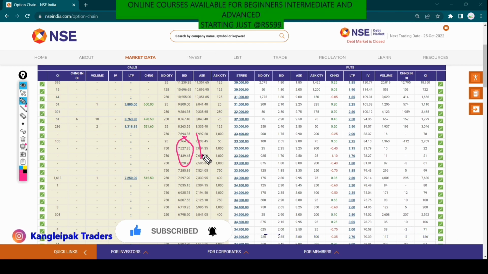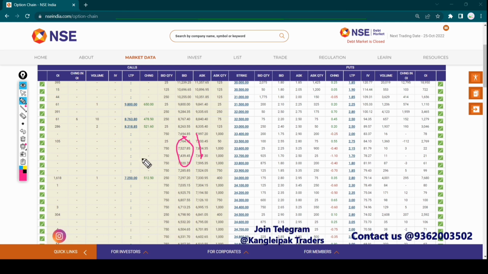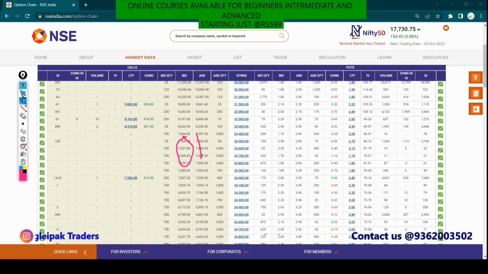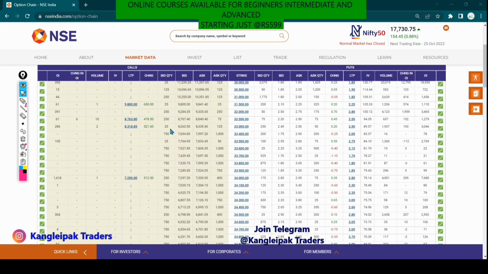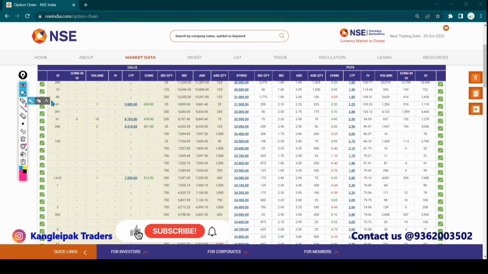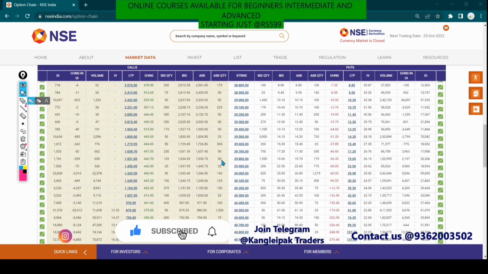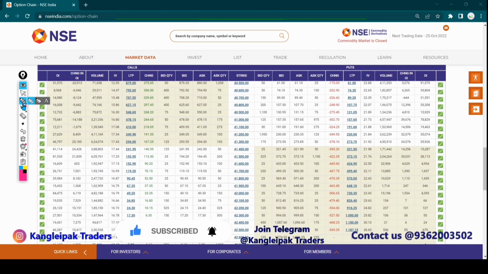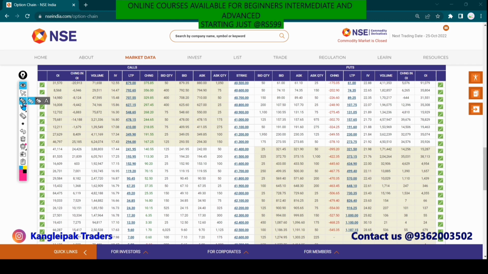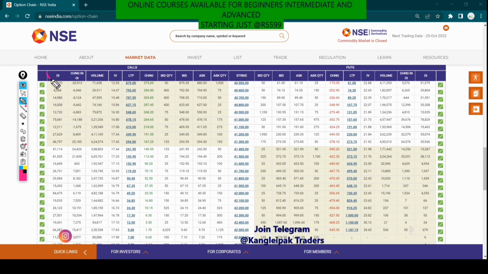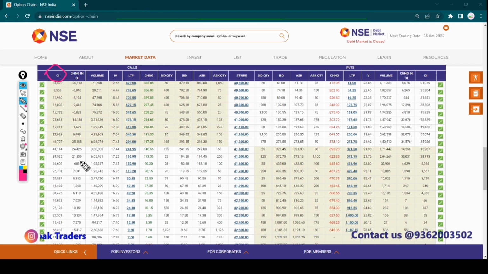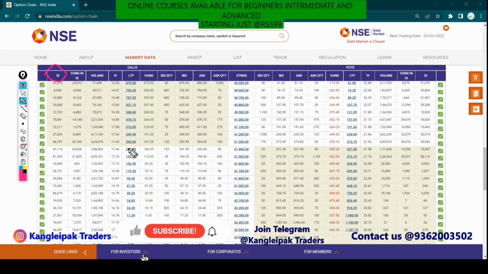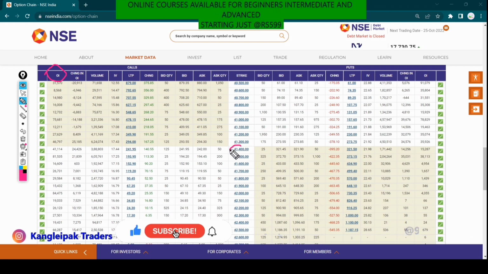Open interest is nothing but the total number of option contracts that are currently there. These are contracts that have been traded but not yet liquidated by an offsetting trade or an exercise or assignment. So the definition goes like this. So what is open interest usually? Open interest is nothing but the number of people betting on this particular strike price.